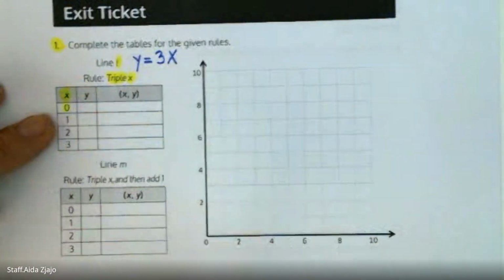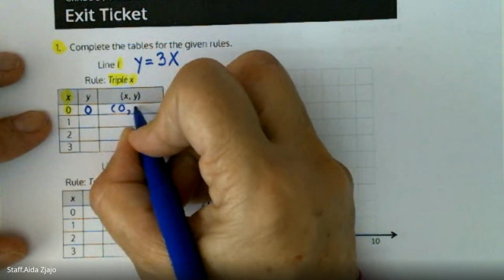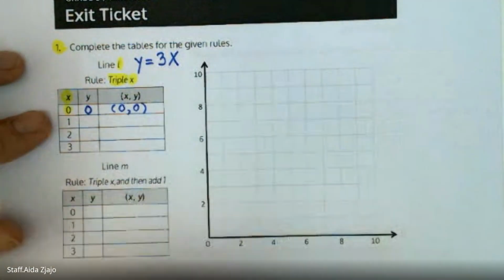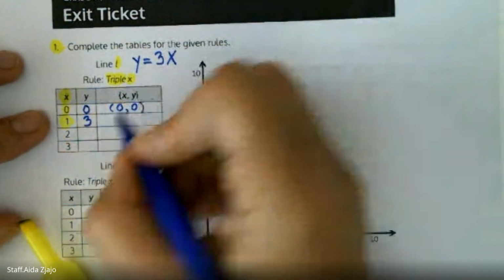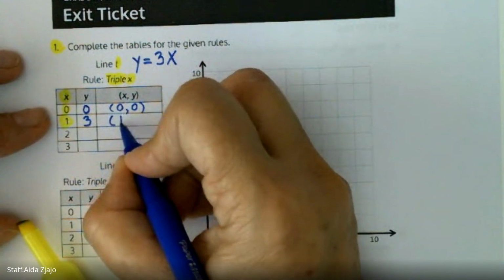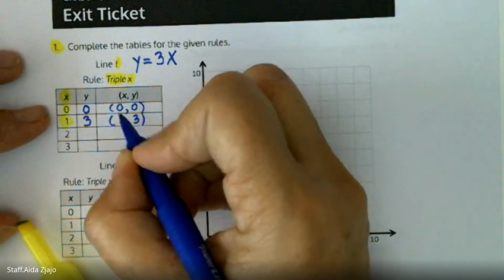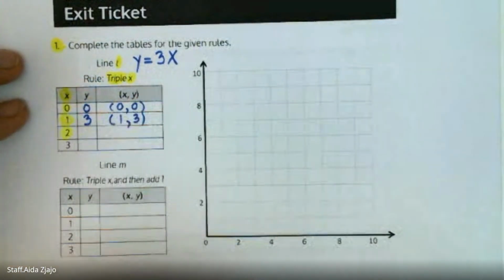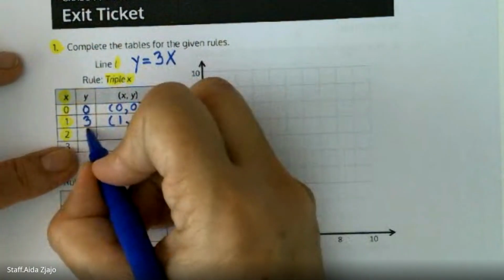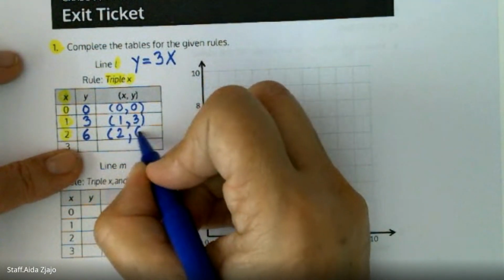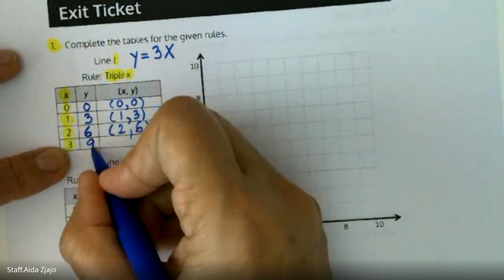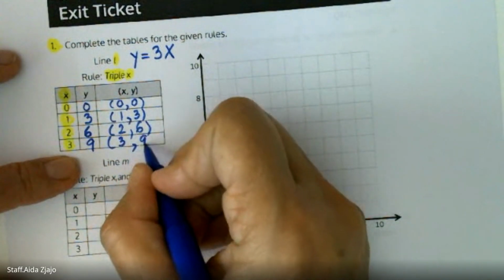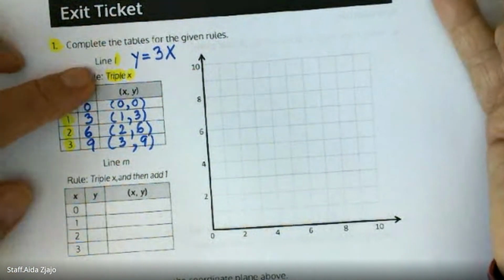If x is 0, 0 times 3 is 0, so the pair is 0, 0. That's the origin. Next, if x is 1, 1 times 3 is 3. That is x is 1, and y is 3. If x is 2, 3 times 2 equals 6, so 2, 6. 3 times 3 equals 9, so it's 3, 9. So these are the coordinate pairs for line L.